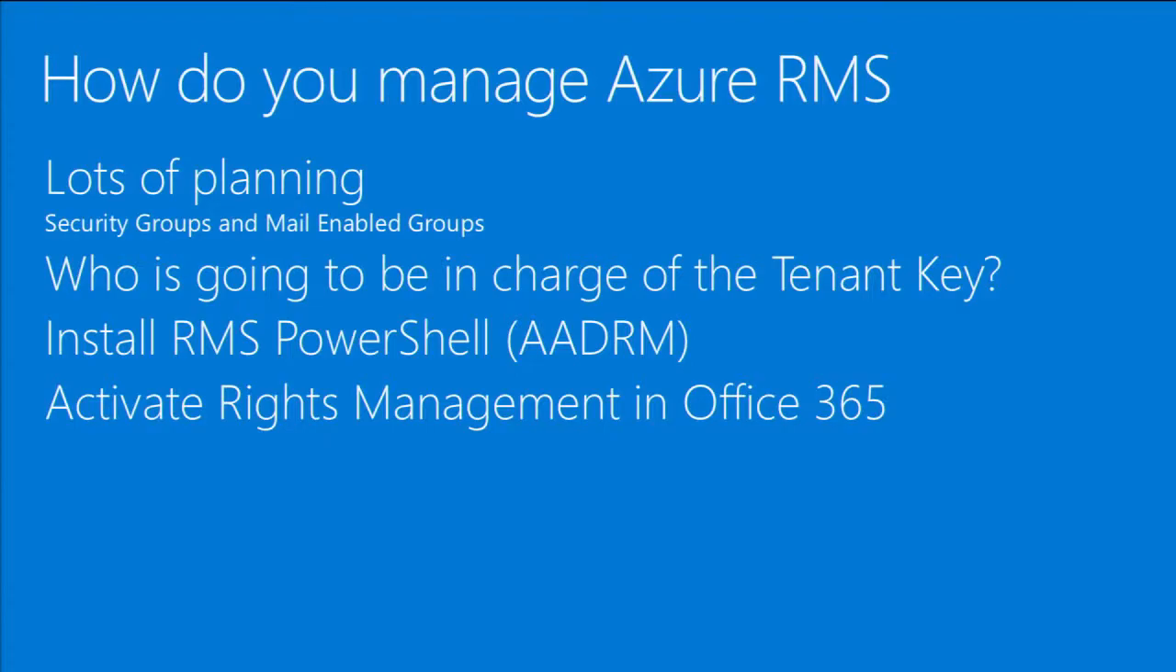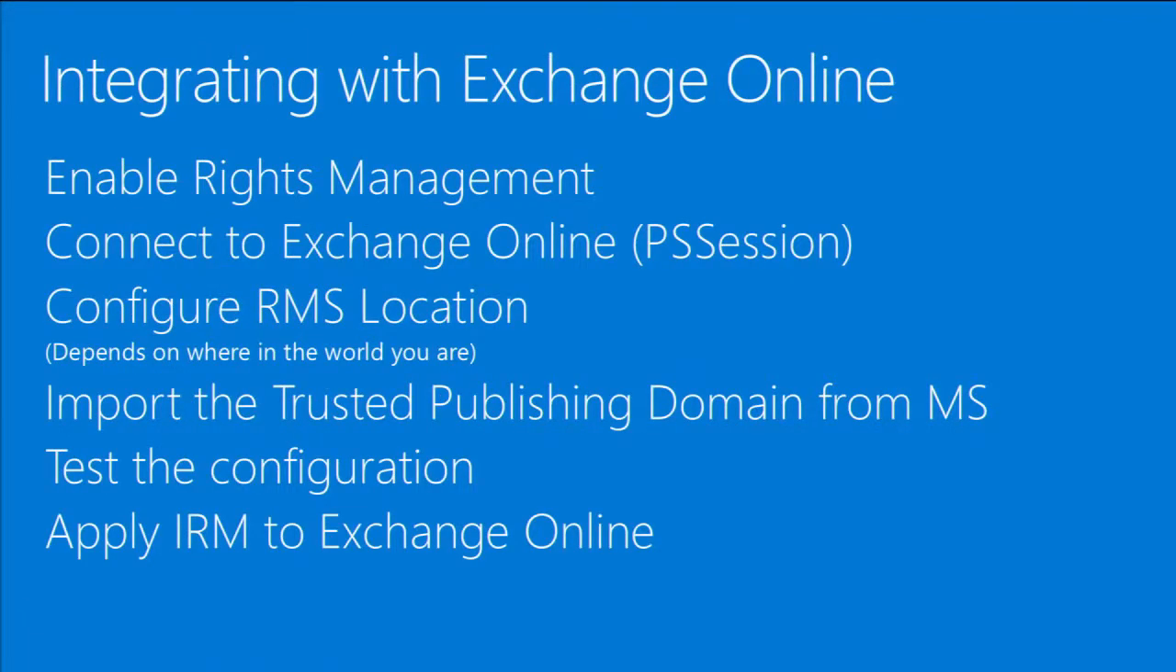What we need to do, first of all, is go off to the interweb and download the RMS PowerShell module, AADRM. Get rid of the extra M there. And you've also got to activate rights management in Office 365. That's pretty straightforward. There are a number of steps here. So I'm going to go through a demo in a second. I'm going to show you some PowerShell scripts, sorry, but again, they'll be available on my blog, and go through these things. It's essentially as simple as this.